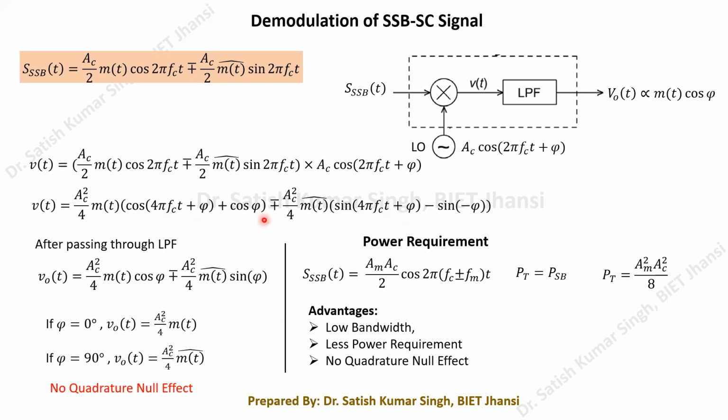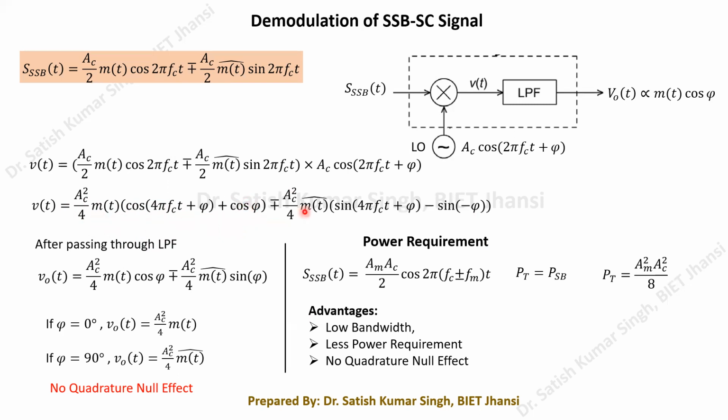The second product term will be your m(t) cos φ. Cos φ is a constant value. Remember that it is not a time varying thing. So m(t) is multiplied with a constant value, and basically the second term will be our baseband message signal itself, with some multiplicative factor: Ac²/4 multiplied with cos φ multiplied with the message signal m(t).